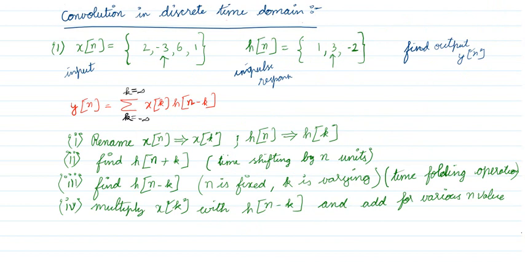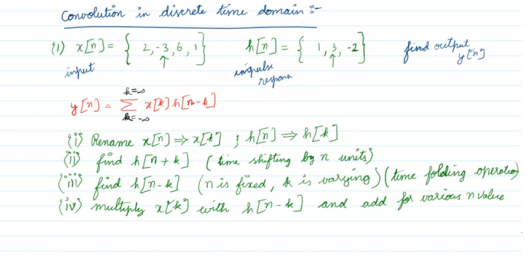Here the input I am taking, x of n, is 2, minus 3, 6 and 1. h of n, the impulse response, is 1, 3 and minus 2. What does this arrow indicate? This arrow indicates that this is n equal to 0.